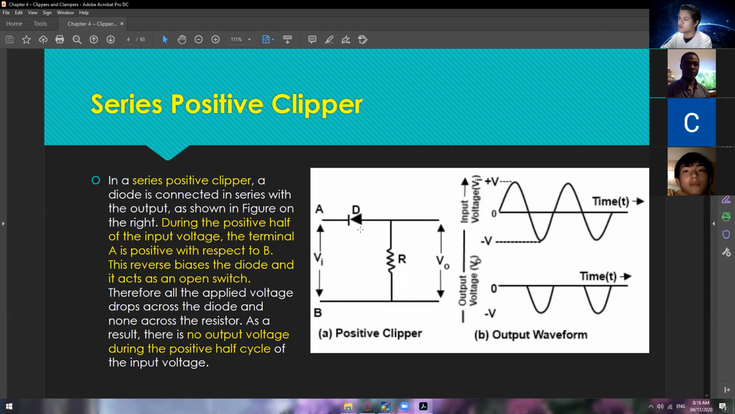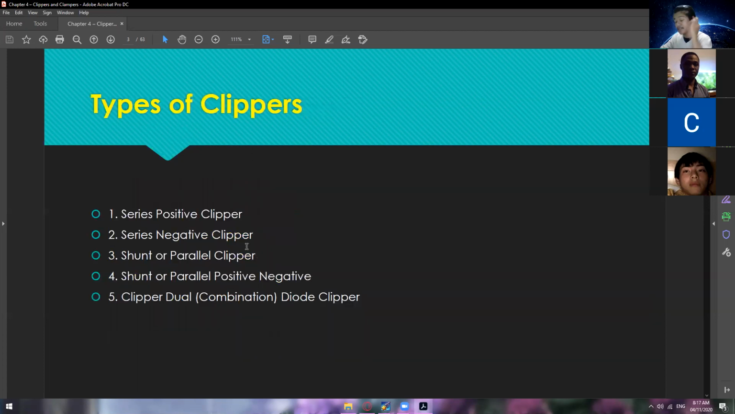So the series positive clipper clips the positive side, right? That's the idea behind the series positive clipper. As you can see right here, the naming itself indicates that it is clipping this part. Series positive clipper, it is clipping the positive side. Series negative clipper, it is clipping the negative side.